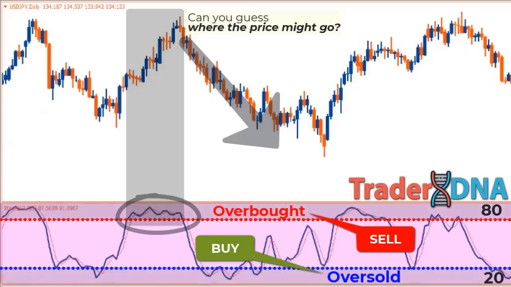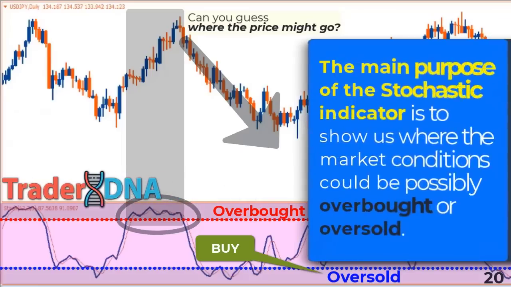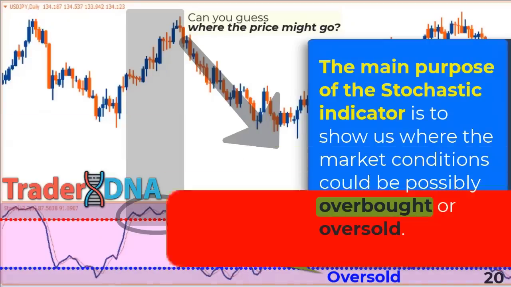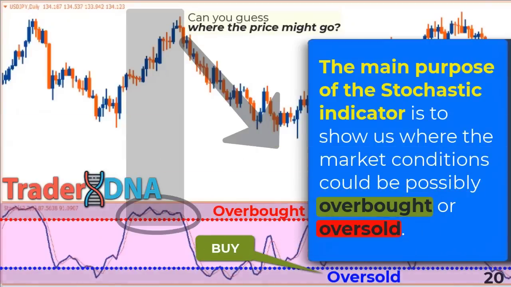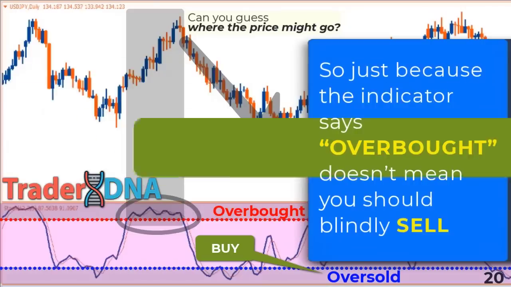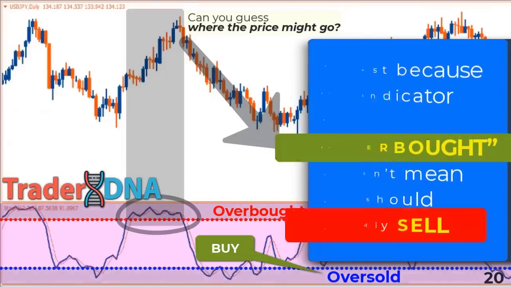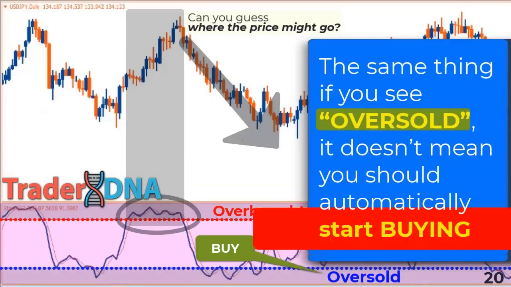Many forex and stocks traders use the stochastic in different ways, but the main purpose of the indicator is to show us where the market conditions could be possibly overbought or oversold. Keep in mind that stochastic can remain above 80 or below 20 for long periods of time, so just because the indicator says overbought doesn't mean you should blindly sell. The same thing if you see oversold, it doesn't mean you should automatically start buying.